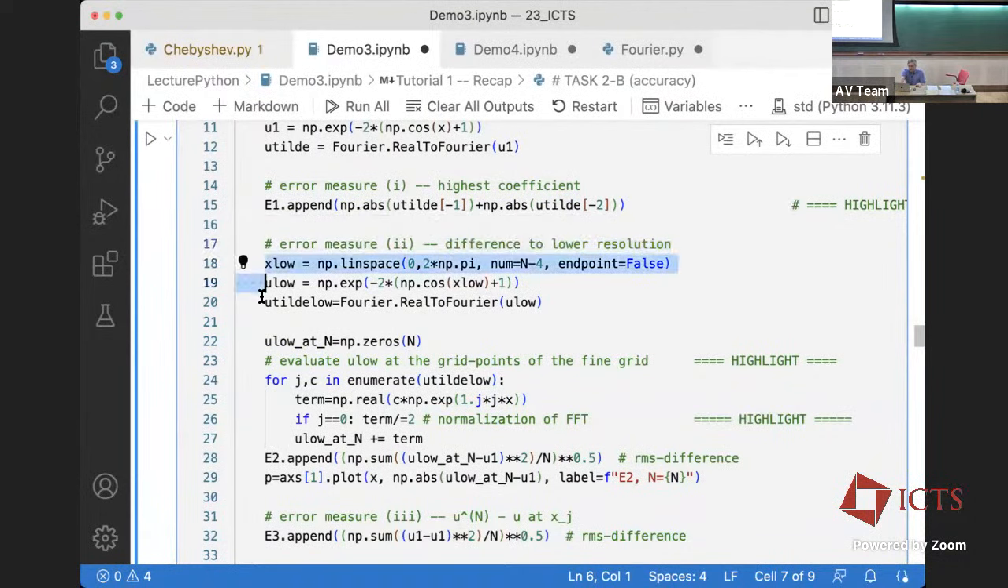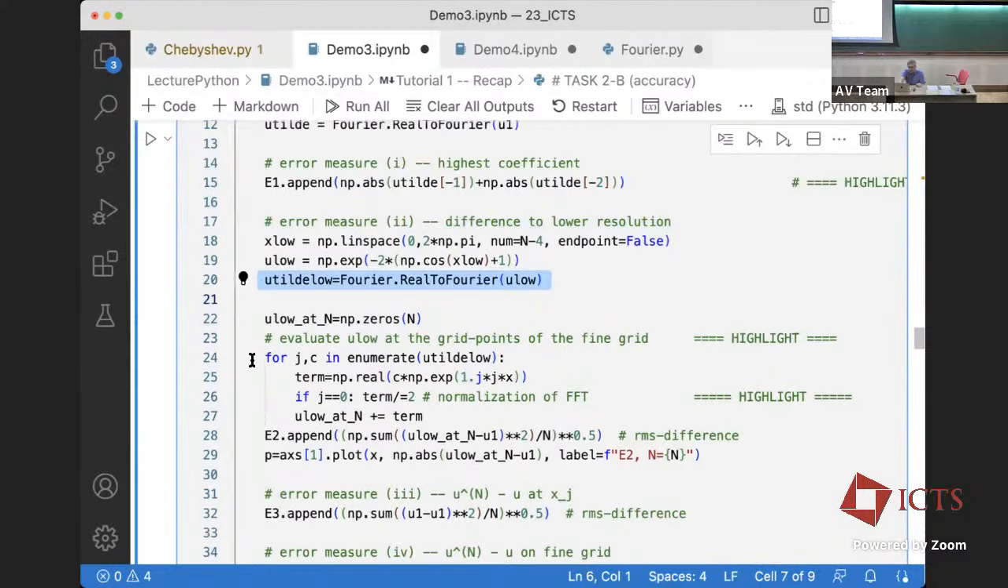Here I'm setting up my lower resolution, U low. I'm computing its Fourier coefficients. And now comes the annoying part, which is difficult to do at first but becomes easier with more experience. I now need to sum up this U tilde low, the low resolution, at the collocation points of the higher resolution grid. There's nothing to be done when you want to evaluate a series at other points than to do it. So you just have to bite the bullet.